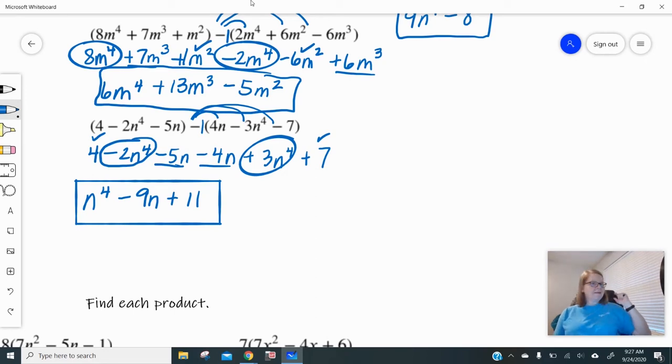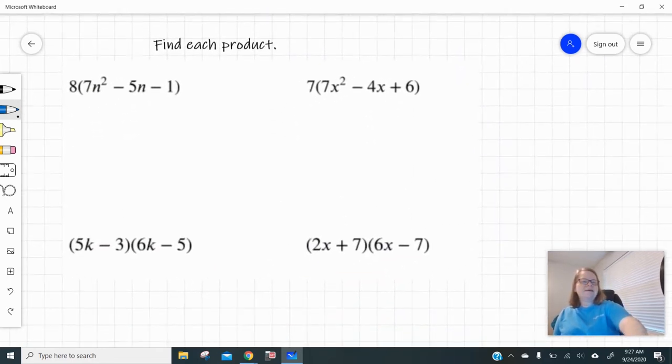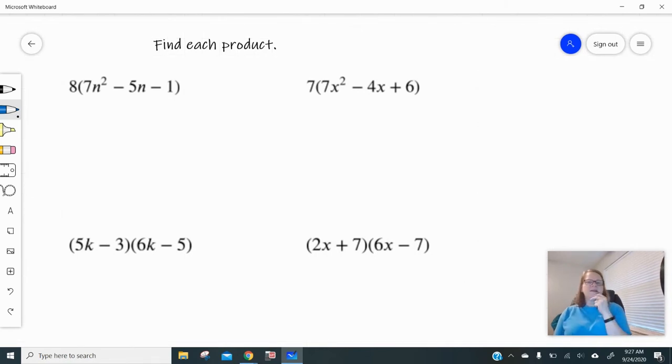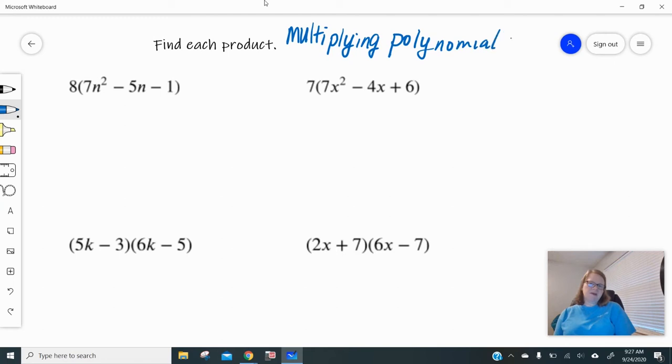All right, we're moving right along. This is great. Now, let's see here. It says find each product. Okay, so this is multiplying polynomials in this section. So if you downloaded the examples, then you can add that if you think it'll help you to find it in your notes from your own class or from your textbook or whatever. All right, so multiplying polynomials.